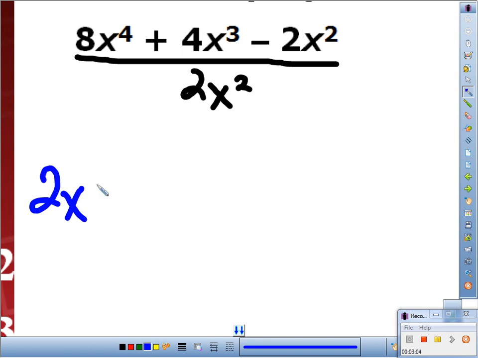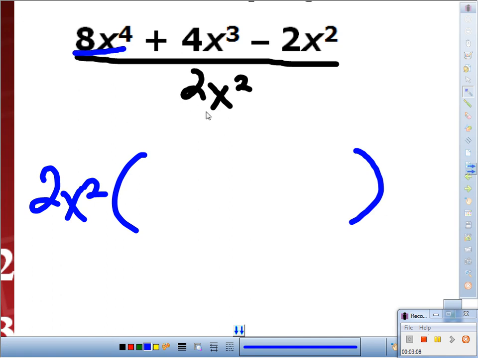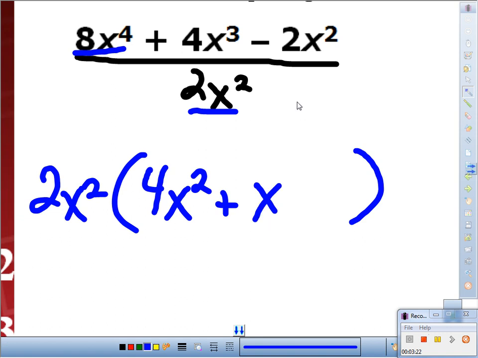So one of my factors is 2x to the second. Let's see what's left. What is 8x to the 4th divided by 2x to the second? 4x to the second. Because what happens to the exponents here when we're dividing? They subtract. Is that correct? Yeah. 4x to the 3rd divided by 2x to the second leaves us with 1x. And lastly, negative. Oh, my bad. Whoa, I was just seeing if you're paying attention. Last, negative 2x squared divided by 2x squared, that's negative 1.